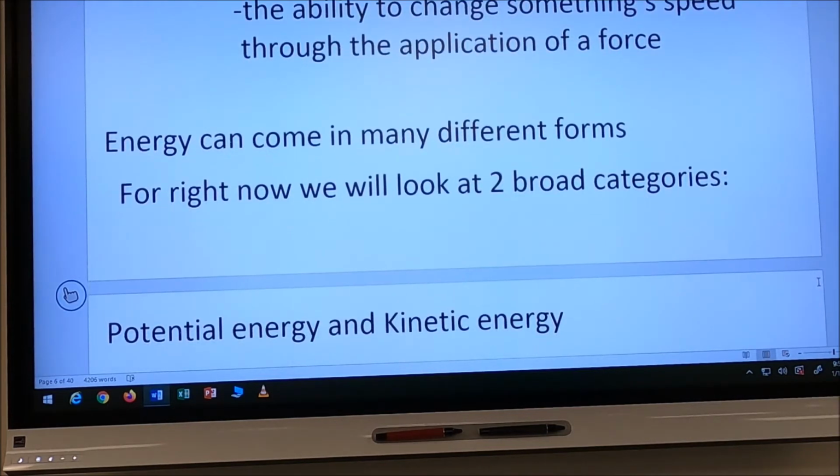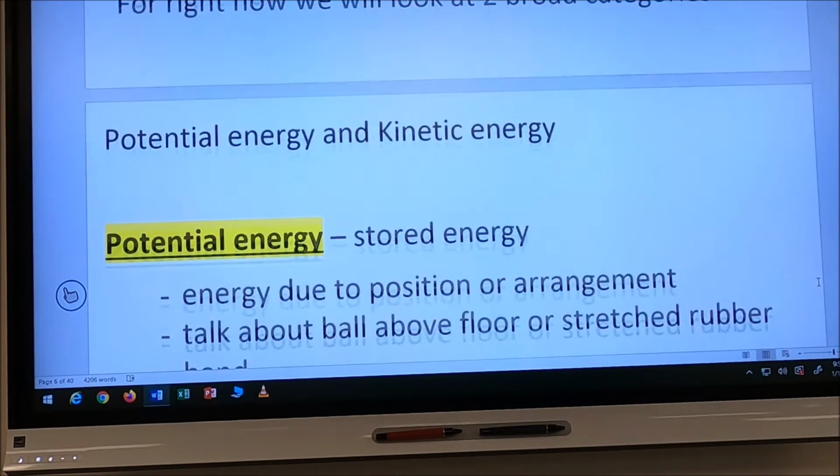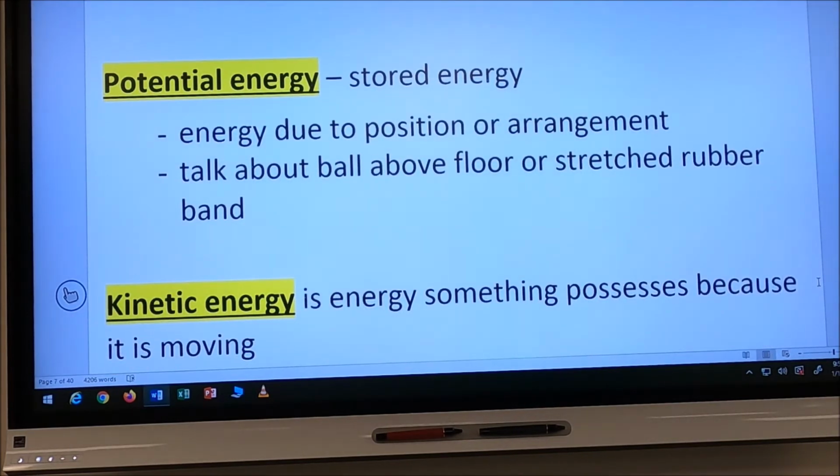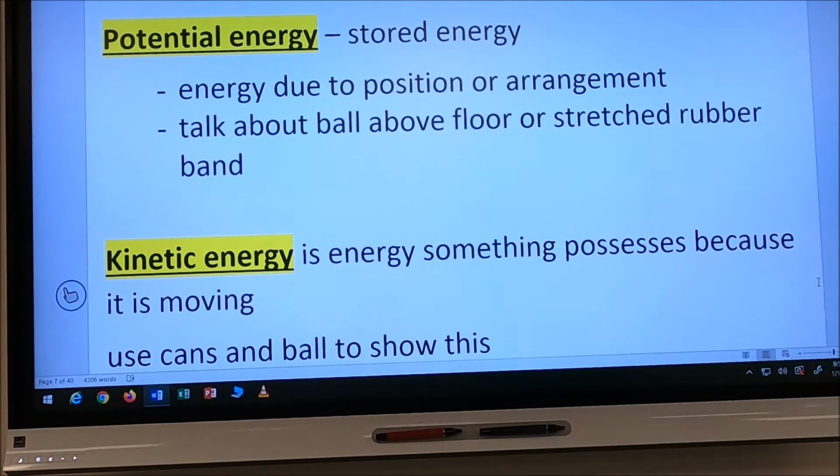Energy comes in many different forms. We can talk about electrical energy, nuclear energy, radiant energy, okay? We're going to start out with two really broad categories. We're going to talk about potential energy and kinetic energy. Now, there's lots of different kinds of potential energy that we could talk about, so we're just going big headers.